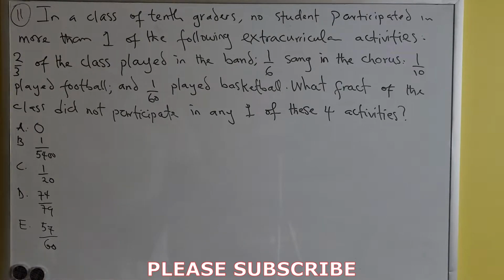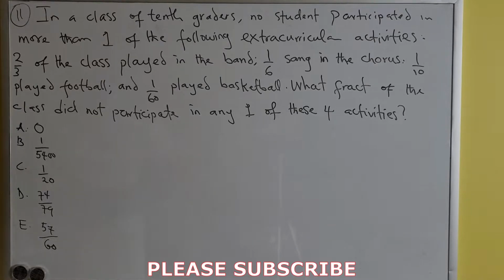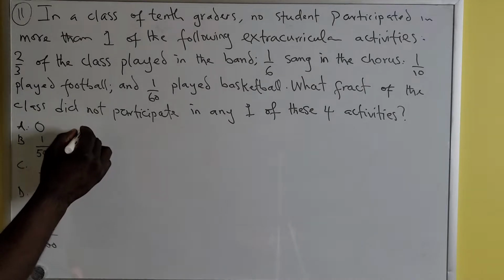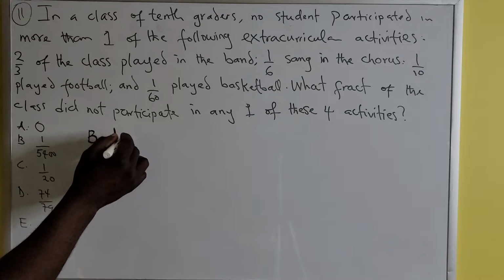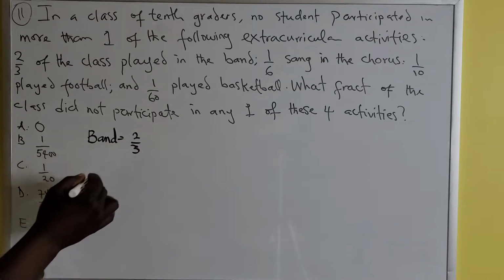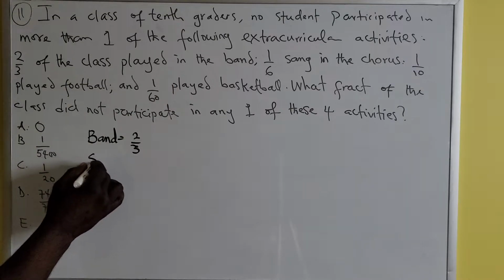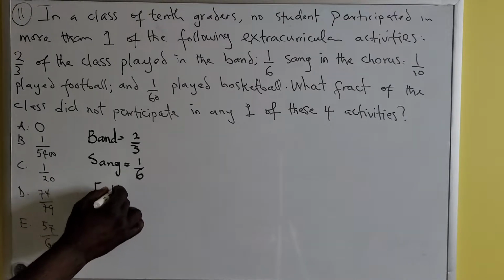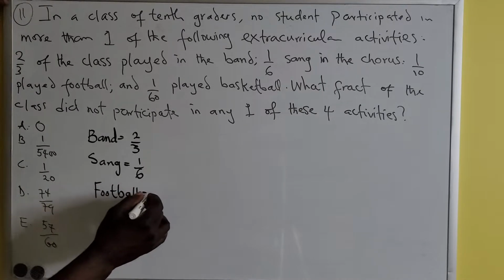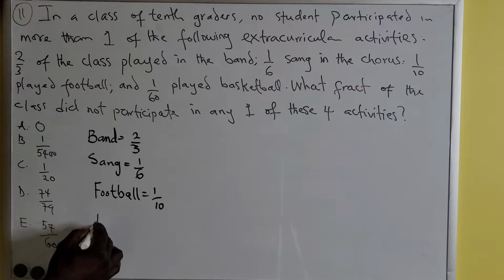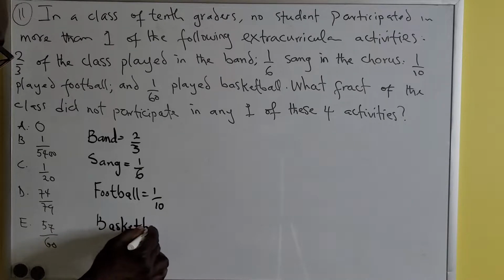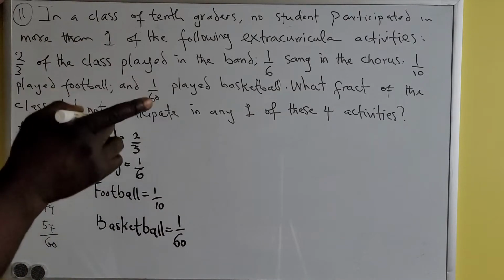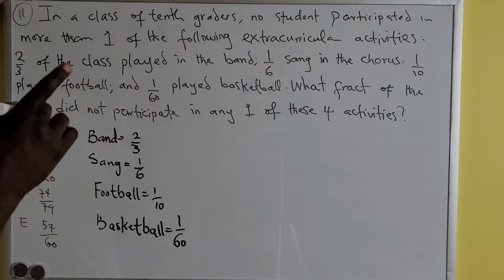So to solve this question, first thing we got to do is remember what the different participation ratio is for the different activities. So I'm going to write band is 2/3, right? And singing, those that sang, is 1/6. And we also know that those that play football is 1/10. And the final one is basketball, is 1/60. So the question is, what fraction of the class did not participate in any one of these activities?